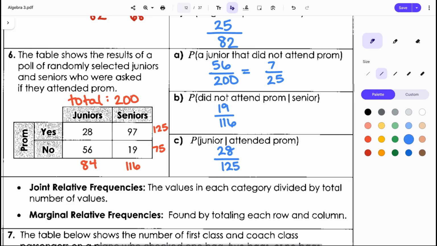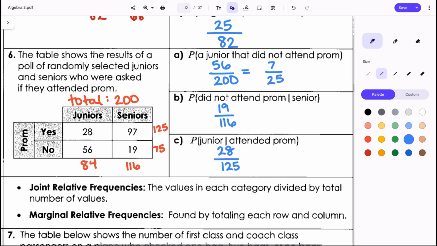Okay, I've got the answers written up there, so just do a quick check to see if you guys got the same thing. Remember, part A is the one that doesn't have anything given, so you're just looking at the total number of juniors who didn't go to prom out of all the students. Now, the problem did not tell you the total, so you did have to add up all the numbers. That's where I got that 200 from that I wrote on the top of my chart there. I just added up all the numbers that were in my box.